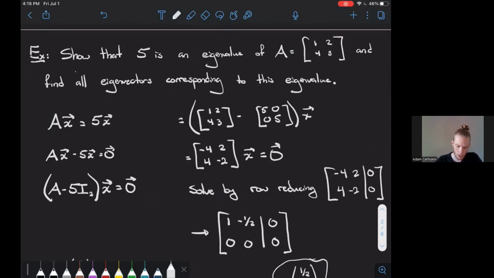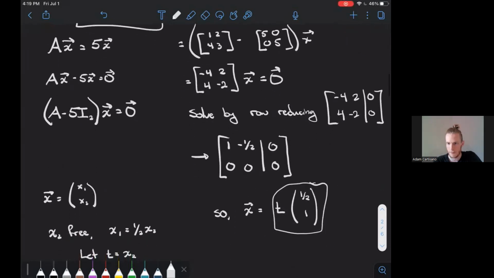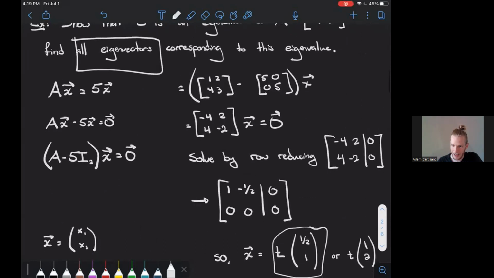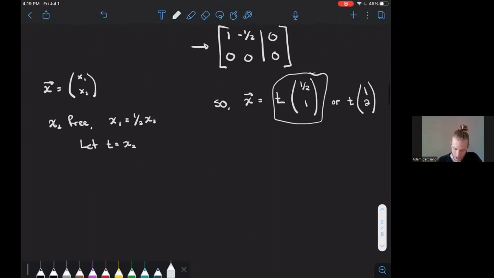That's what we were trying to find: all eigenvectors corresponding to the eigenvalue lambda equals 5. Well, apparently every multiple of 1/2, 1, or you could also do t times 1, 2 if you don't like fractions. After all, any multiple of 1, 2 is also a multiple of 1/2, 1, right? Wait, so there are infinitely many eigenvectors. We should check this.